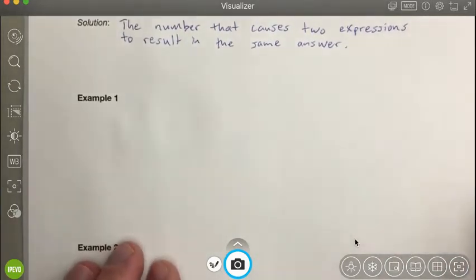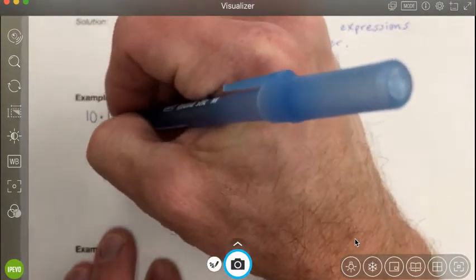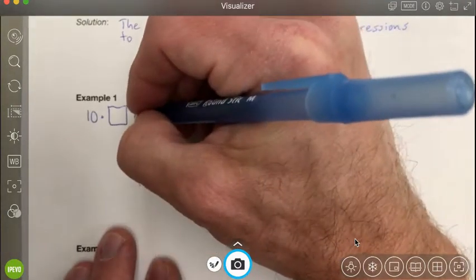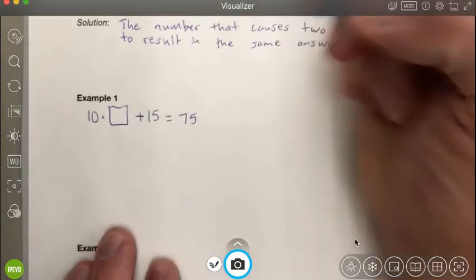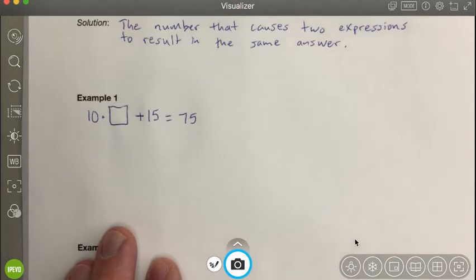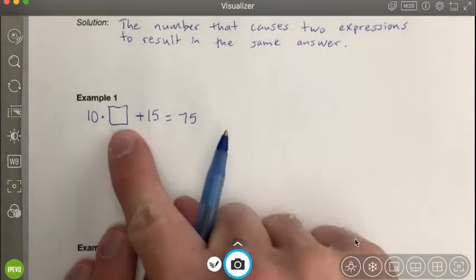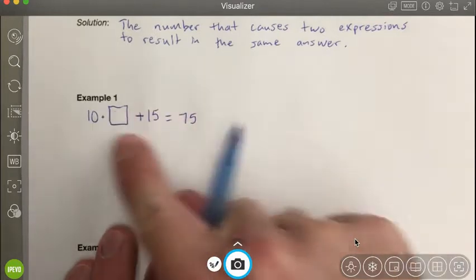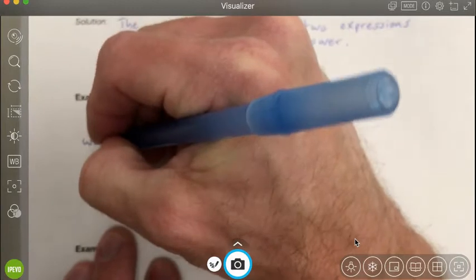As an example, I'm going to say 10 times some number plus 15 equals 75. The question is, what is the solution here? Or what goes in this box to make this whole thing true? I'm going to start with a wrong answer.